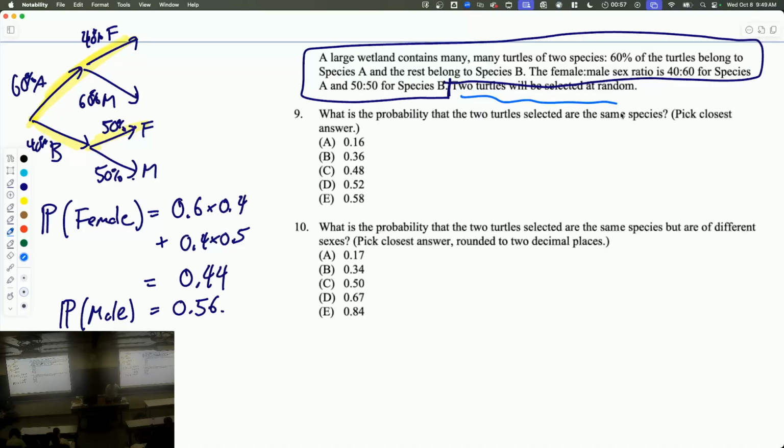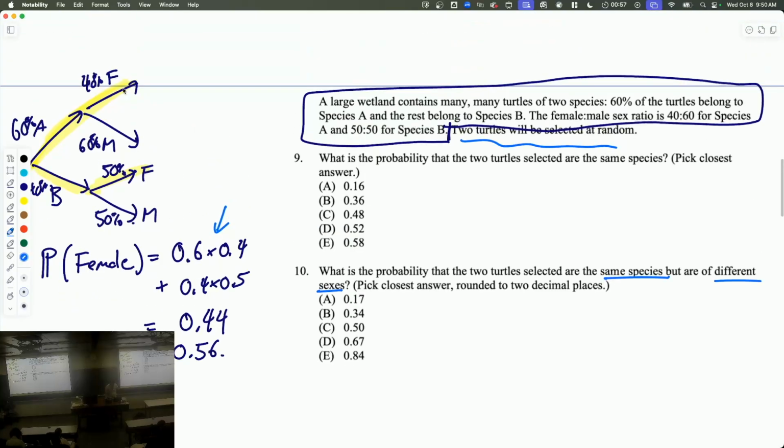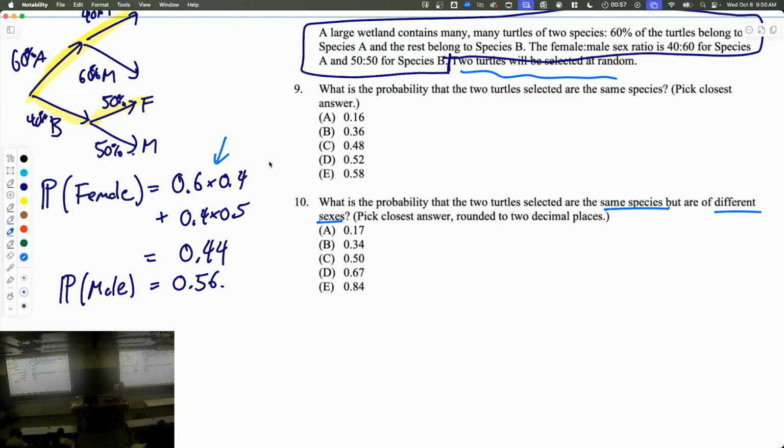So now we got to do two turtles at random. And what is the probability they are the same species, but different sexes? OK, well, I guess in my little thing here, I didn't include the species. So this is slightly annoying. I guess I really need all four probabilities then. So OK, we gotta split it up further.